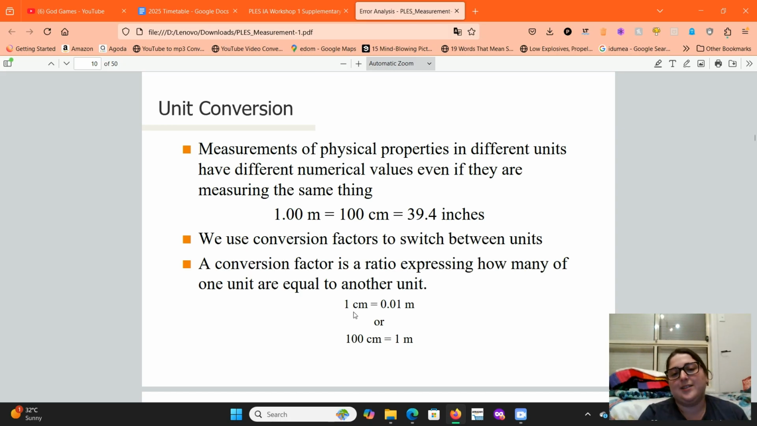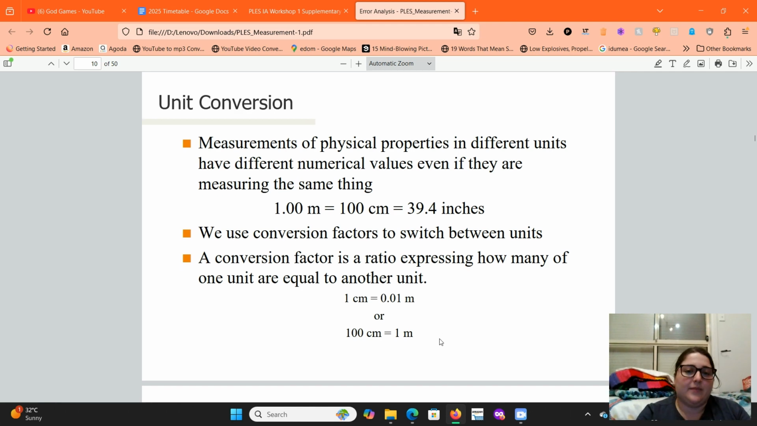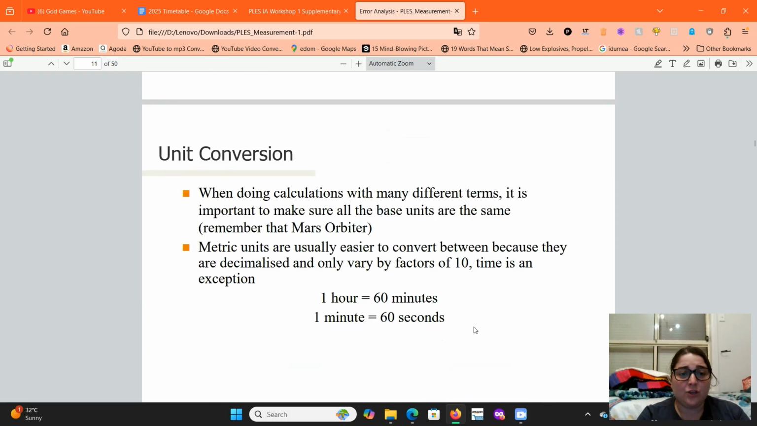So for example, 1 centimeter is equal to 0.01 meter, or 100 centimeters equals 1 meter. Okay, easy. That's a unit conversion. When doing calculations with many different terms, so you have like 6 or 7, it's important to make sure all the base units are the same before you do any of your calculations.